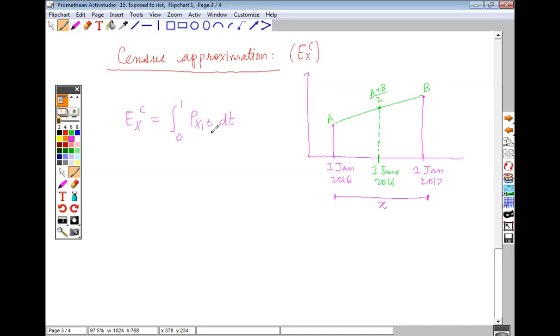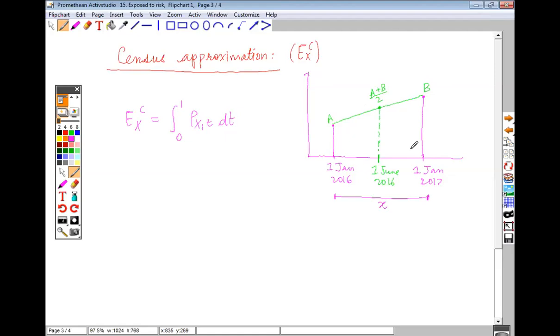So again, what does my pxt here denote? Whenever I'm talking about pxt, I'm changing my t here, right? So what I'm trying to do is I'm trying to integrate. So I'm trying to basically take the whole area under this trapezium from 1 January 2016 to 1 January 2017. And my pxt measures the number of lives that are alive at each of these points in time. So what I'm trying to do is just adding up these, to figure out my actual exposed to risk.